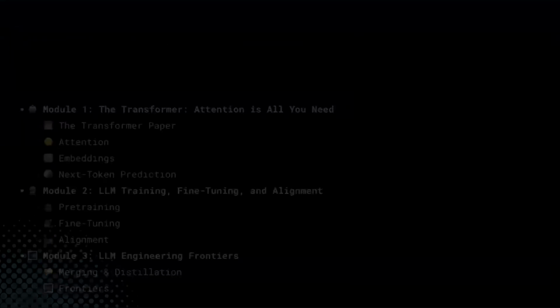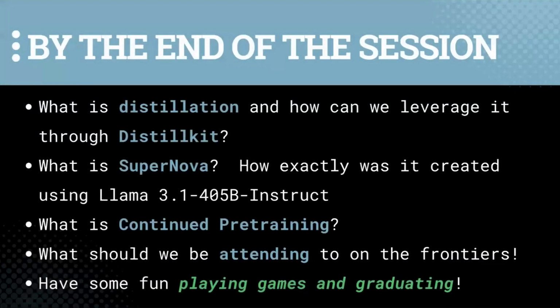Today, with that in mind, we're going to take a journey through distillation. And we're going to think about how we can actually do this kind of thing today if we want to. We're going to dig in from whence we came, talk about Supernova, dig into the technical training report they released, and be able to read it with fresh eyes. We're going to talk about continued pre-training. We're going to talk about what is on the edge beyond that. And we're going to play some games and have some fun graduating from LLM Engineering Cohort 3.